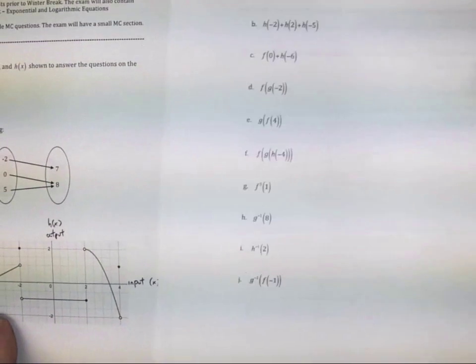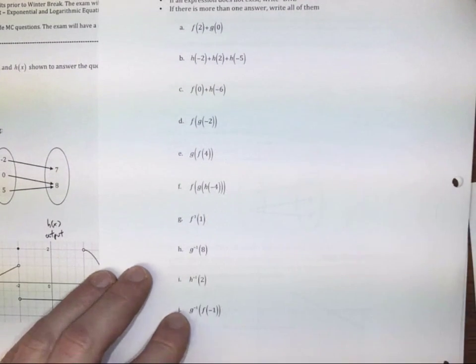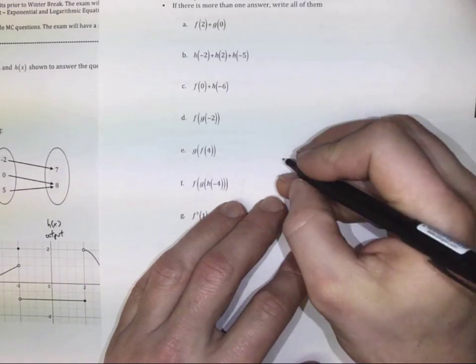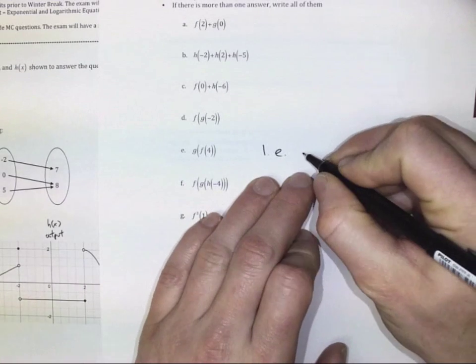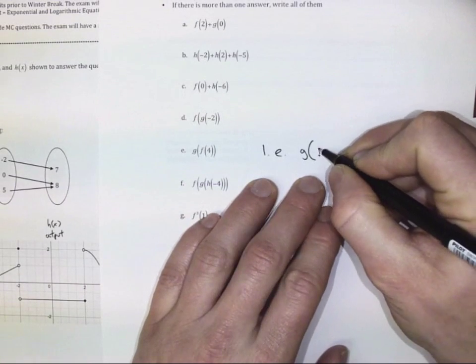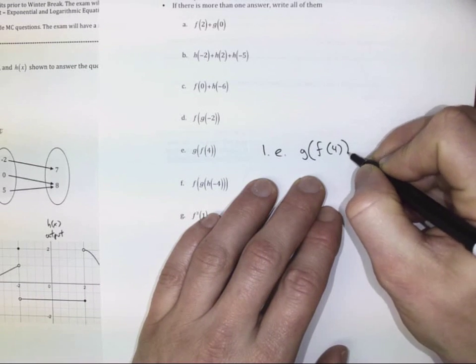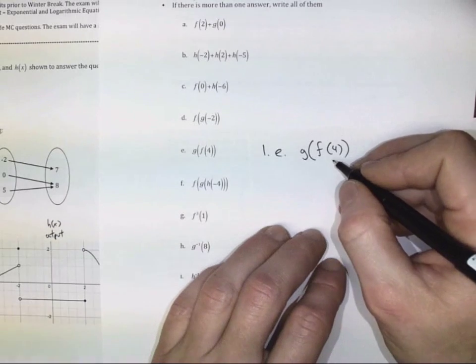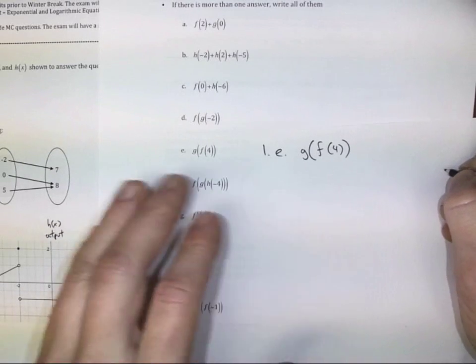All right, let's move on. So we've got question E here, g of f of 4. Okay, so for question 1E, we'll have g of f of 4. And f of 4 is going to be a complicated function. I could write that off to the side.